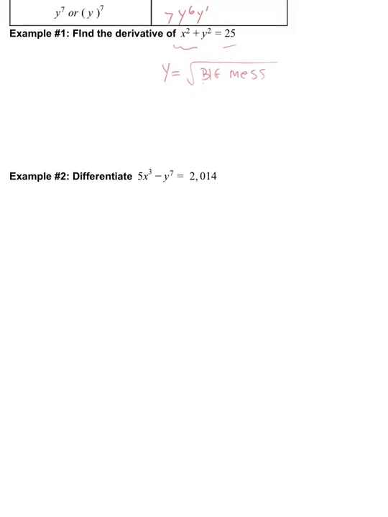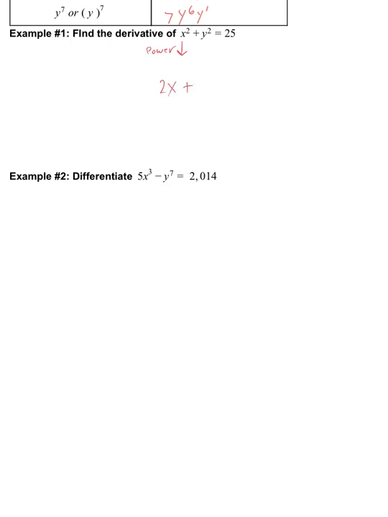All right, so let me get rid of this, because we're not going to do it that way. We're going to do it implicitly. So we take the derivative of each term. The derivative of x squared, now that is an x, so you just use the power rule. So the derivative of that term is 2x.